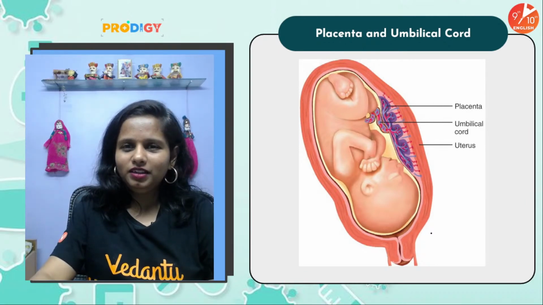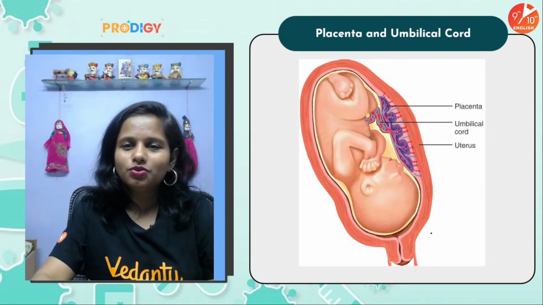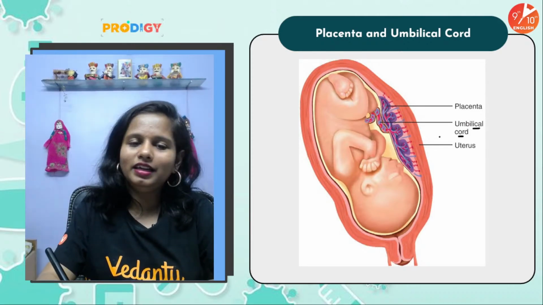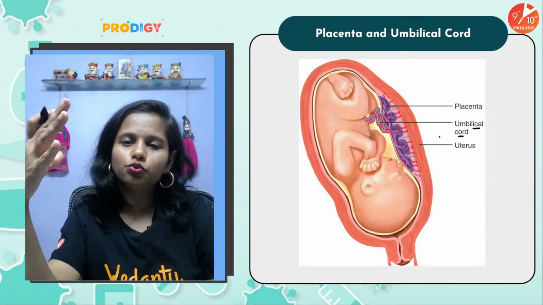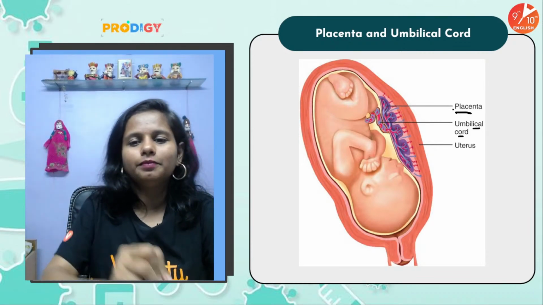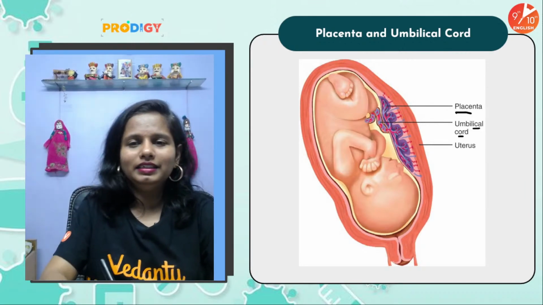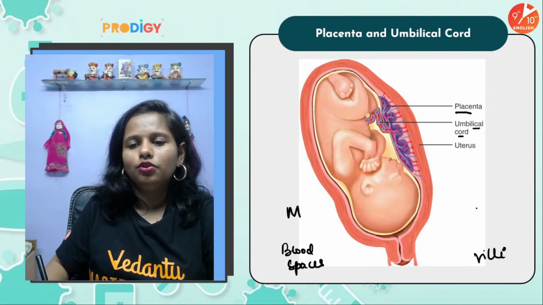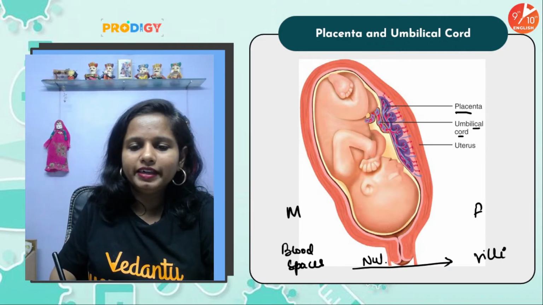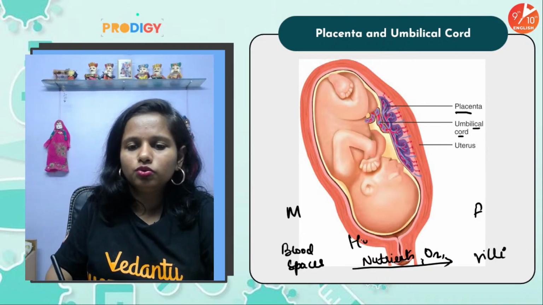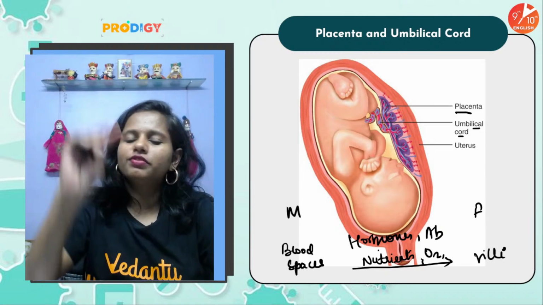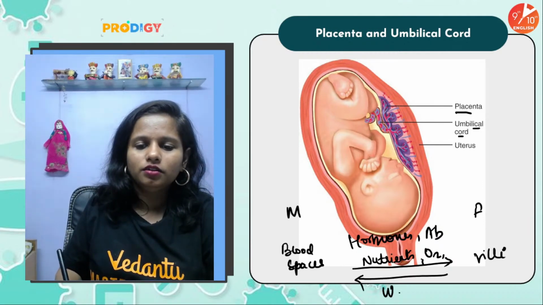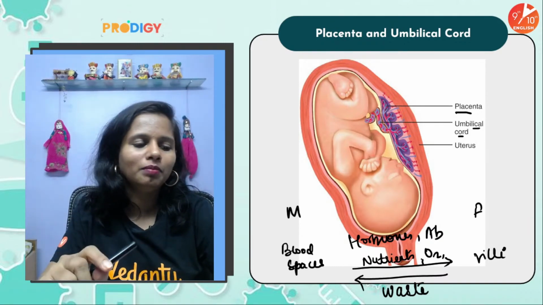Now when the fetus is developing within the mother's uterus, it's connected with the mother with the help of a cord, the umbilical cord. The umbilical cord is connected with the help of a disc-like vascular tissue embedded in the uterine wall, called the placenta. Here in the placenta, there are blood spaces on the mother's side, and villi on the fetal side. All the nutrients, oxygen, hormones and antibodies are transferred from the mother to the fetus via the placenta through the umbilical cord. However, the waste generated in the fetal body is sent back via the umbilical cord through the placenta into the mother's body.